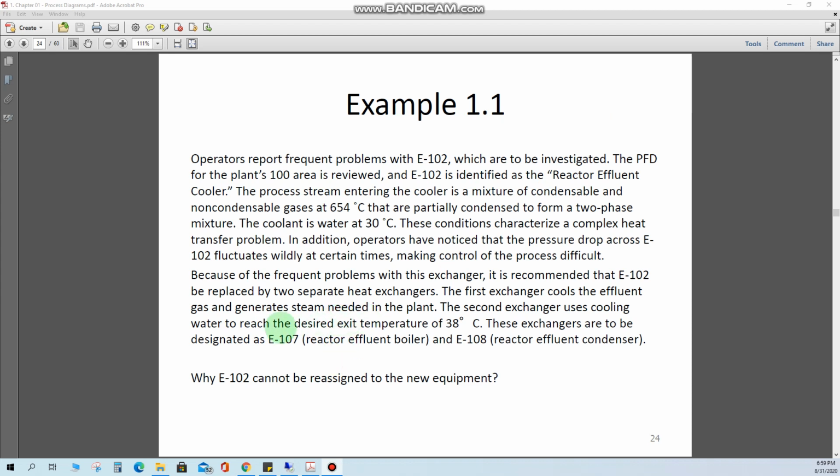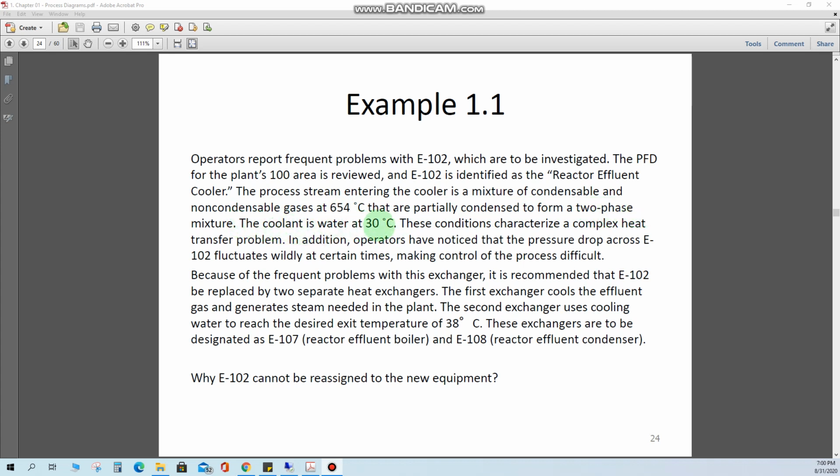Now let us see this example here. Operators report frequent problems with E102. Now what is this E? It is a heater. The location is 100 and the number is 2, which is to be investigated. The PFD for the plant's 100 area is reviewed, and E102 is identified as a reactor effluent cooler. The process stream entering the cooler is a mixture of condensable and non-condensable gases of 654 degrees centigrade that are partially condensed to form a two-phase mixture.